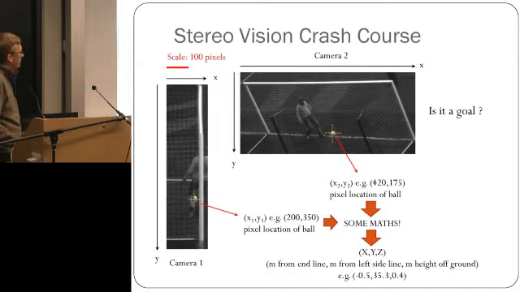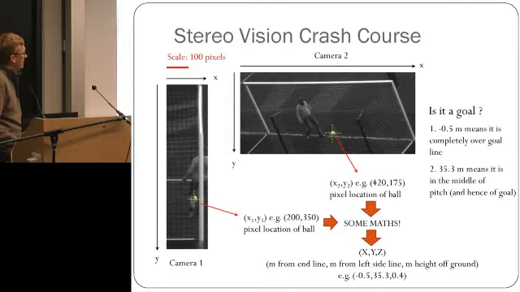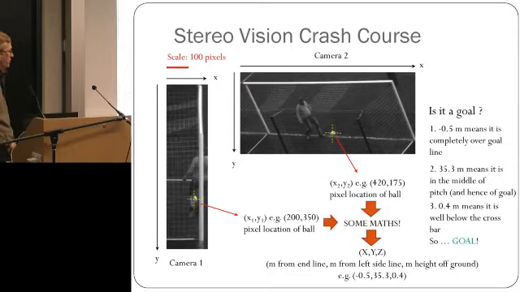Well, it's behind the goal line, so it may be a goal. It's in the middle of the pitch. All right, so the last question is, is it under the crossbar? And of course it is, it's only 0.4 of a metre off the ground, so it is a goal. So essentially that's how Hawkeye works, in a very, very high level view.